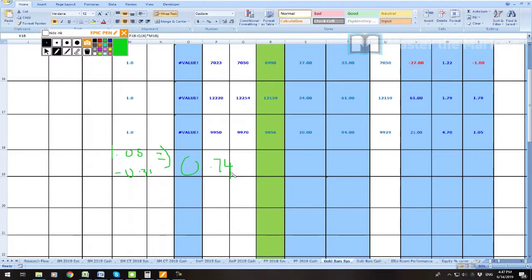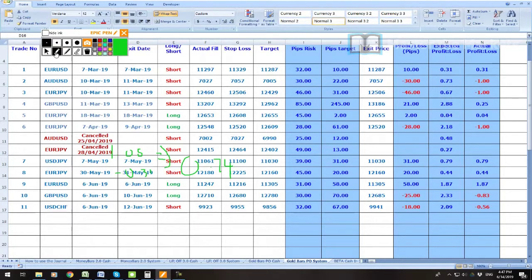Now, in terms of live trading room, let's take a look at that. Live trading room, what we got is gold bars only. We had trades on lift off and money bars, no trades at all. So minus 0.83 and minus 0.56. Okay, so that gives us minus 1.39. And when we add this up together, plus 0.74, then we get a negative 0.65%. So it's a very small loss for this week. Okay, just keep the losses very small. That's the most important thing.